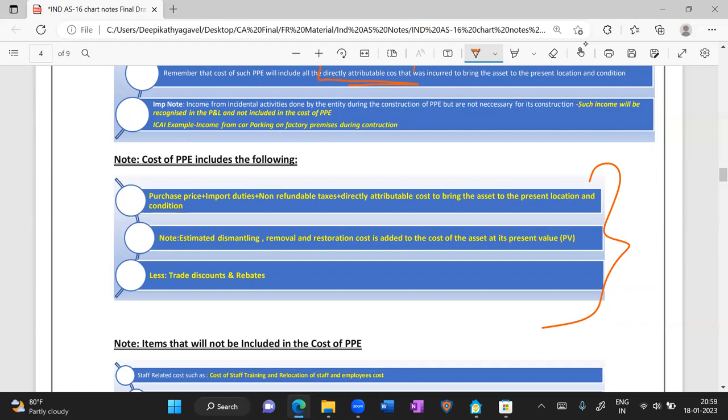And any other cost that you have incurred to bring the particular property, plant and equipment to the present condition and location will be included in the cost of PPE. Next, this is a very important note: in case you estimate the dismantling, removal or restoration cost, the cost of PPE will also include the estimated amount. Now, what is all of this?